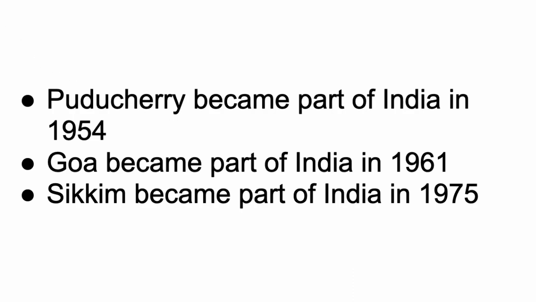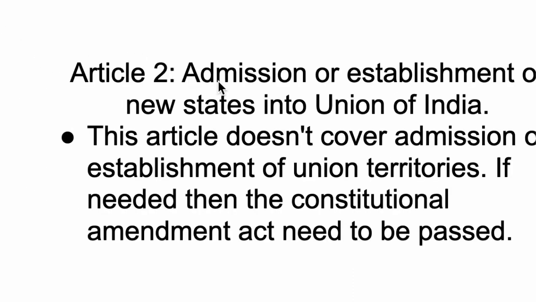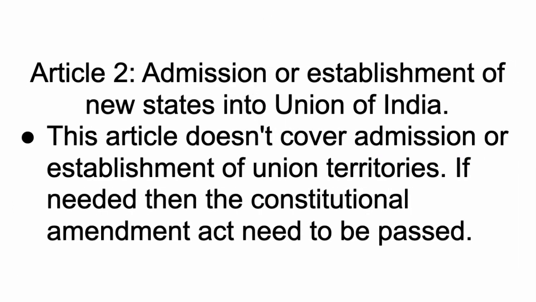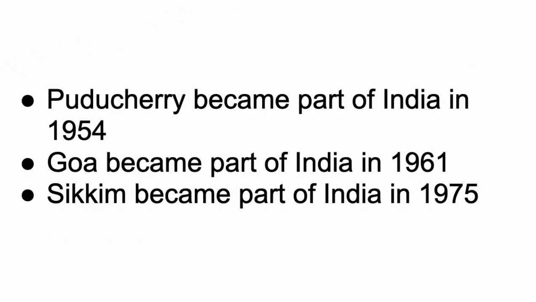So, under Article 2, that is admission or establishment of new states into the Union of India, any territory which is not ours, which is ruled by foreigners, can be admitted into India. Like that, Sikkim, Puducherry, Goa became part of India, and many more.